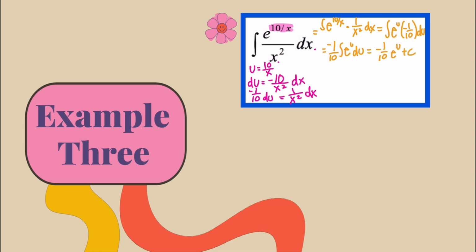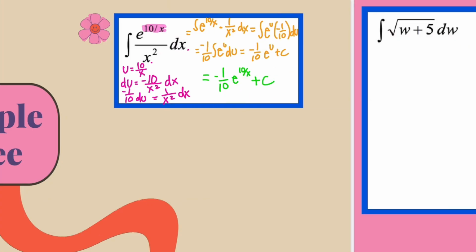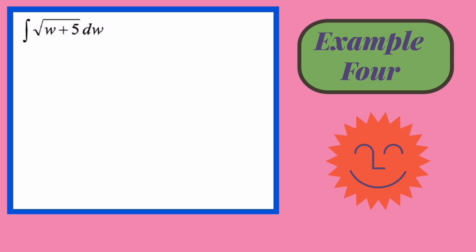And then now we're going to finally solve for it. This is going to be negative 1/10 e to the u plus c. Now we have our new integral. We're going to use that and plug in our original terms back. It's going to be negative 1 over 10 times e to the 10 over x plus c, and that's going to be our answer. On to our last example.